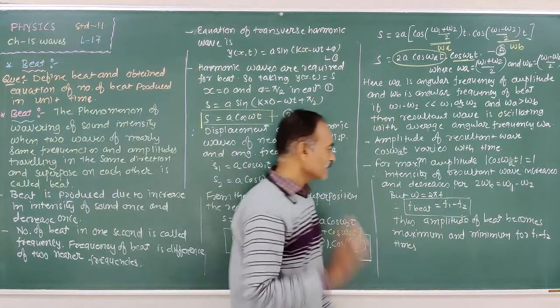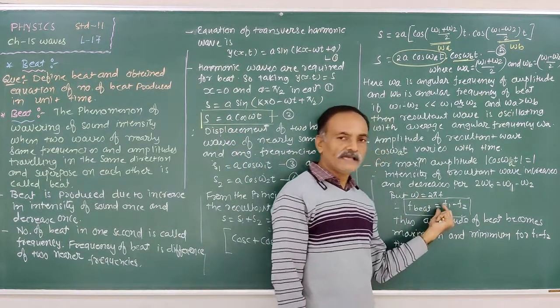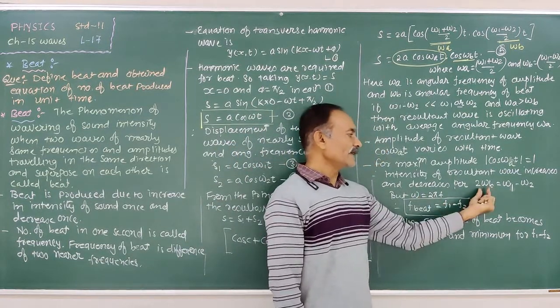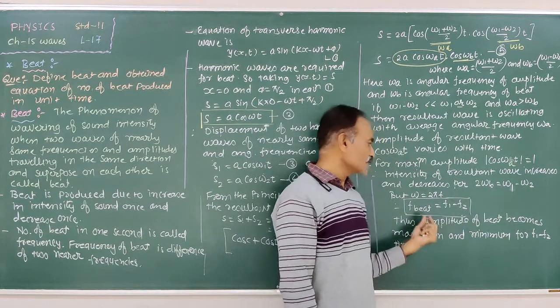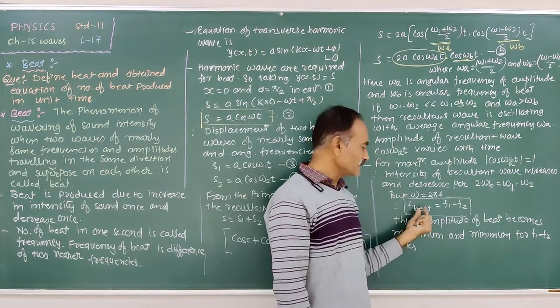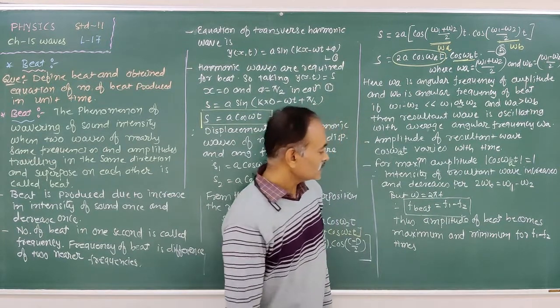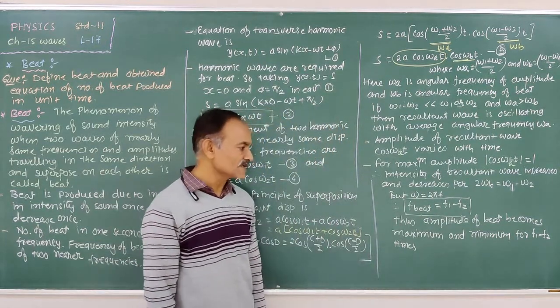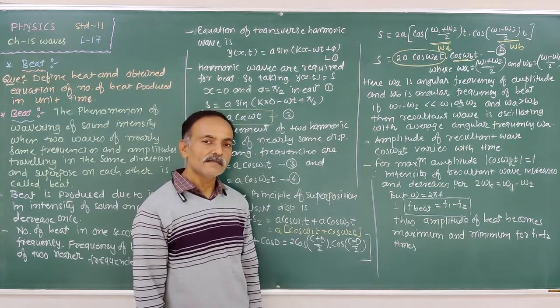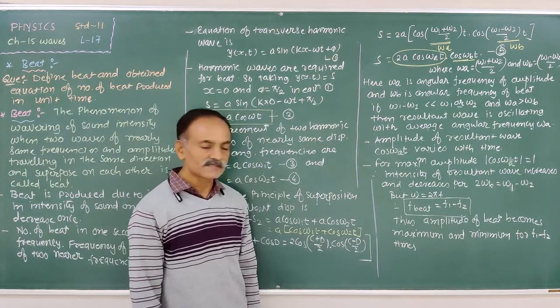But we know that the angular frequency omega is equal to 2 pi f. Therefore, the 2 pi cancels. Therefore, the frequency of the beat is equal to f1 minus f2. Thus, the amplitude of the beat becomes maximum and minimum f1 minus f2 times.